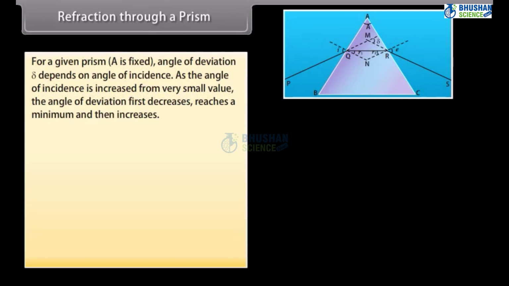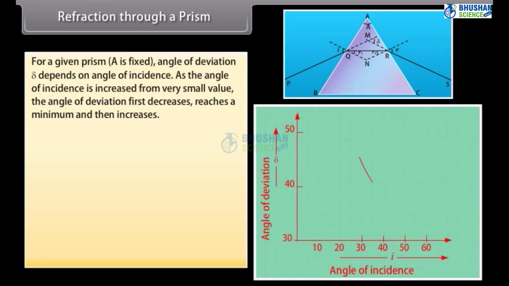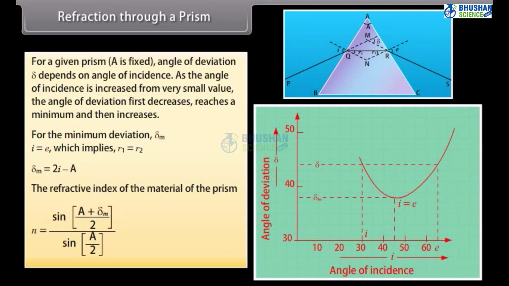For a given prism, A is fixed, and the angle of deviation delta depends on the angle of incidence. As the angle of incidence is increased from a very small value, the angle of deviation first decreases, reaches a minimum and then increases. For the minimum deviation, i is equal to e, which implies r1 is equal to r2. Delta minimum is equal to 2i minus A. The refractive index of the material of the prism, n is equal to sine of A plus delta minimum by 2 divided by sine of A by 2.